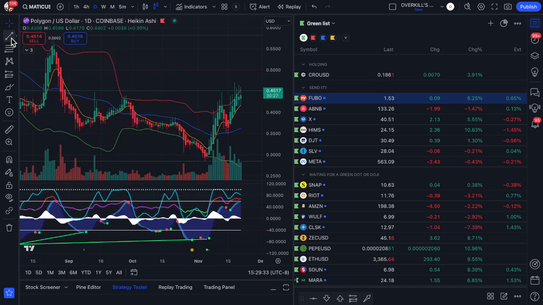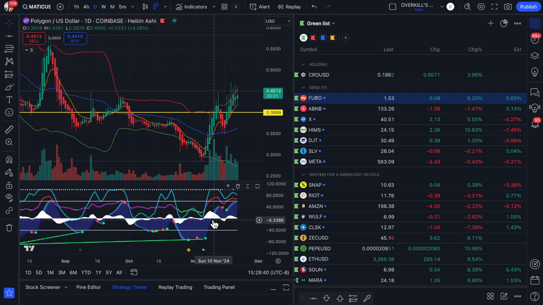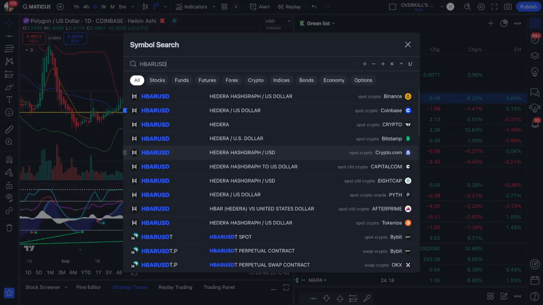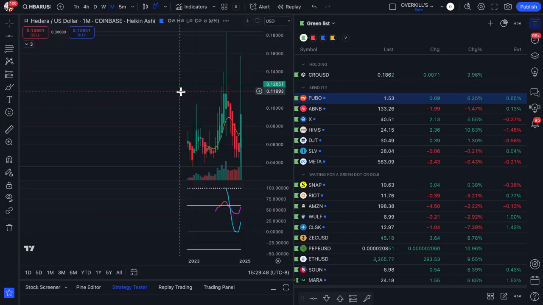If you're owning this one, Smartass really likes Matic, doesn't he? 40 cents is your stop loss there. 40 cents is your stop loss. The dot is still green, but just make sure you set that stop loss at around 40 there on Matic. We got H-bar.